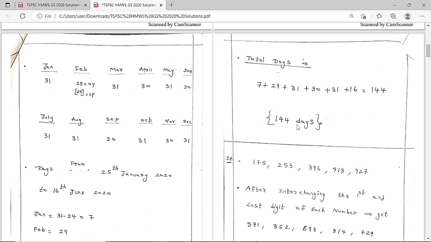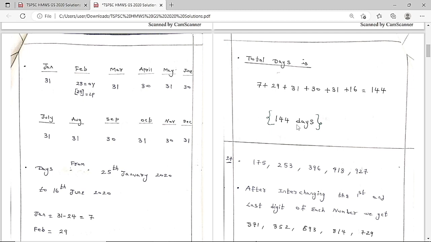So for February it is not actually 30. I have assumed it is 30. But for an ordinary year it is 28 days, whereas for a leap year it will be 29 days. You can see this clearly from this picture. For the ordinary year there are only 28 days, and for a leap year it will be 29 days.